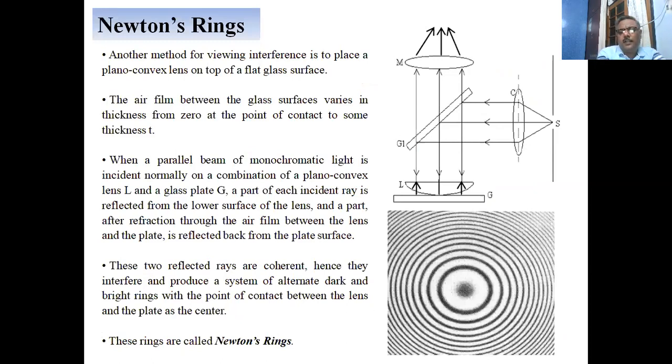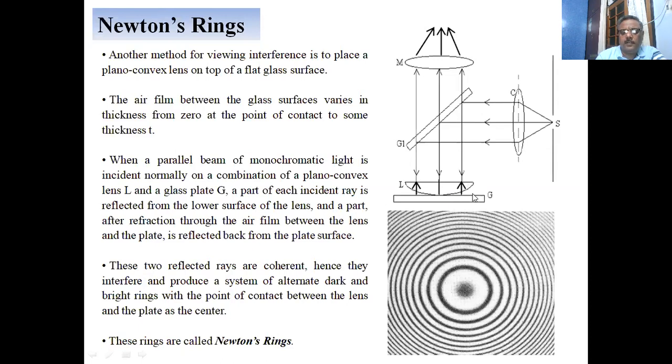Now we discuss another device called Newton's rings. This is another method for viewing interference, which takes place in a film which is created between the surface of a plano-convex lens and a flat glass surface. The air film between the glass surfaces varies in thickness from 0 at the point of contact to some small thickness t.